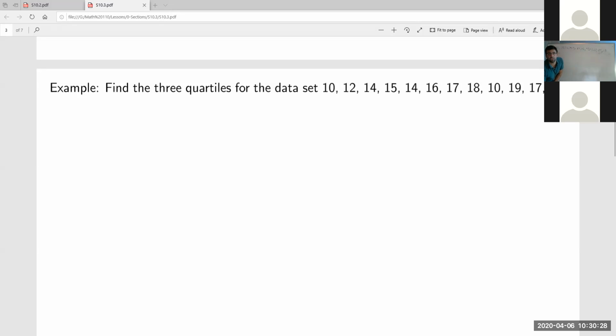So what is the median? 15, 16. Yeah, so it's 15 and 16. So the median is the average of those two. So 15 plus 16 over 2.